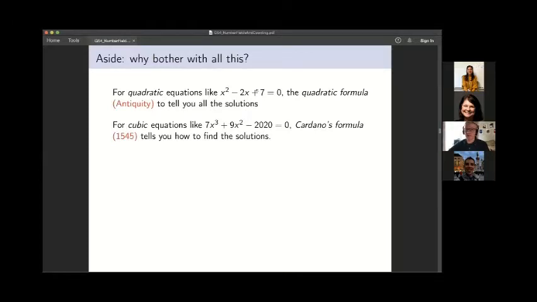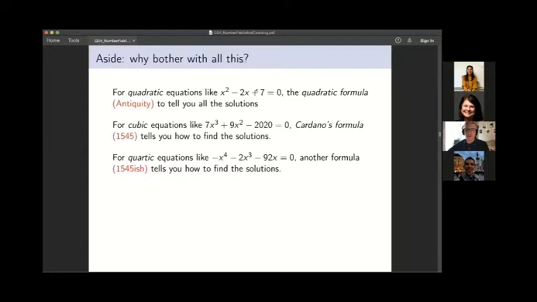This is called Cardano's formula. The first published version of this was in 1545. And actually in the same book where Cardano's formula was published was a solution for quartic equations, things with a leading x to the 4th instead of a leading x cubed. Maybe I shouldn't call this one a formula because it's really a procedure, but it takes in as input the polynomial, and as output tells you all the solutions, which is pretty cool.